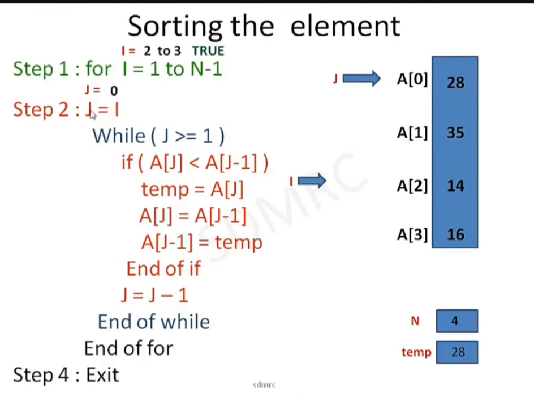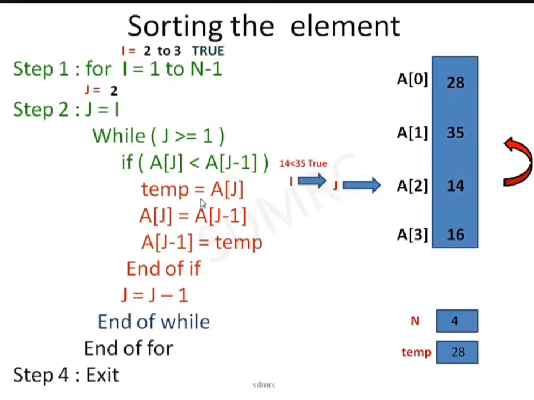So j is equal to I. It had changed to 0. Now it is going to be changed to 2 because the I value is 2. So j is equal to 2. And the while condition, 2 greater than or equal to 1, that's true. Okay, so I will have the comparison A of j lesser than A of j minus 1. 14 less than 35. True.